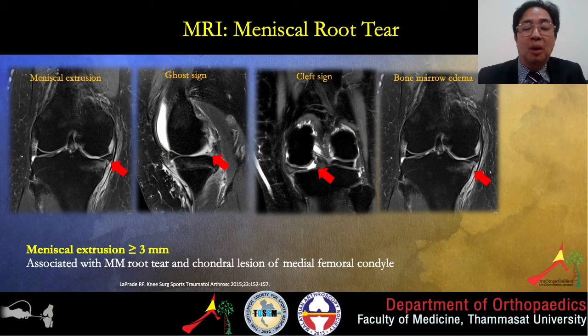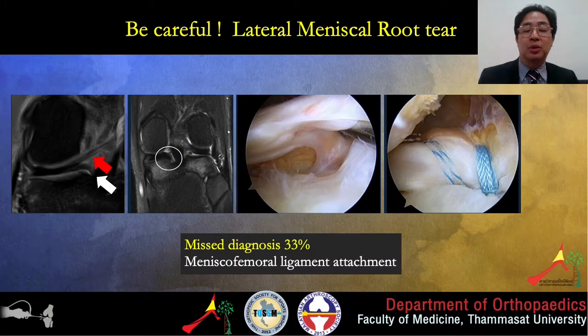MRI characteristics of meniscus root tear include meniscus extrusion from the edge of the tibial plateau, positive ghost sign in the sagittal view, positive cleft sign in the coronal view, and bone marrow edema of the tibial plateau. The lateral meniscus root is often misdiagnosed, 33% missed on MRI. The normal lateral meniscus root should be Y shaped. One limb is the root, one limb is the Wrisberg ligament, like the first picture. Sometimes we see no gap of the meniscus. It's just floating like the third picture because the Wrisberg ligament is still attached.